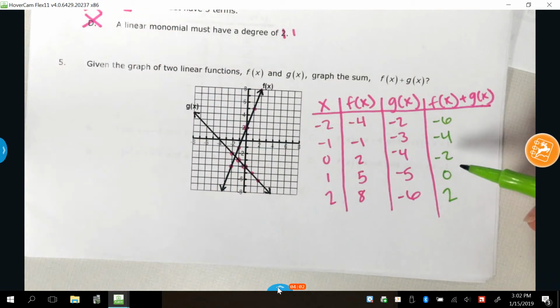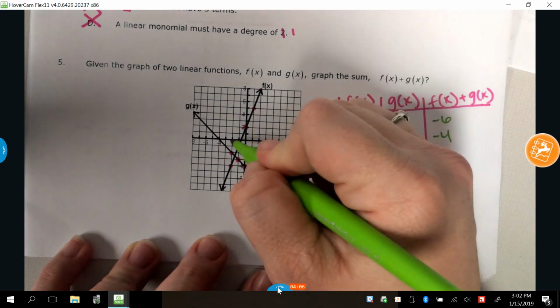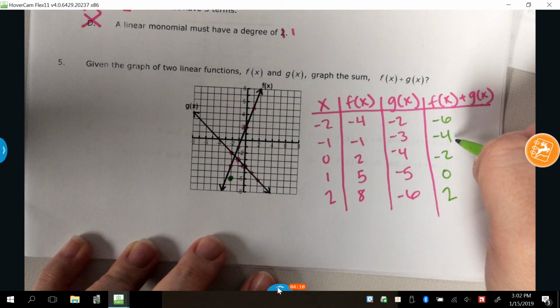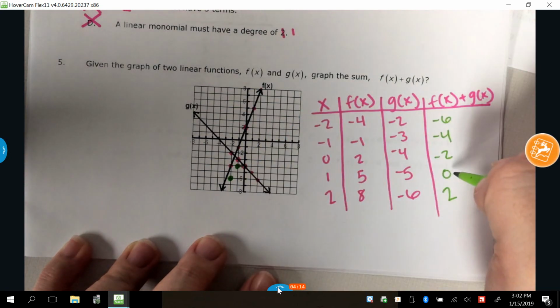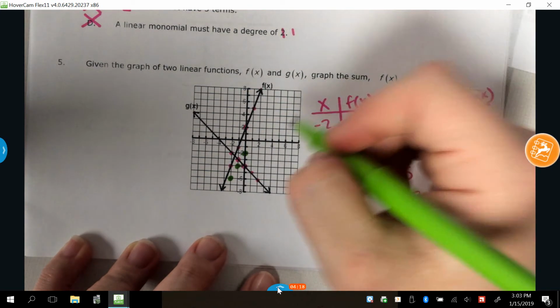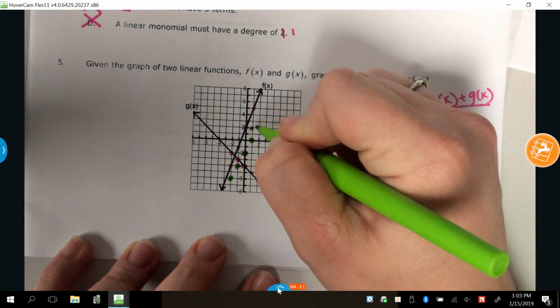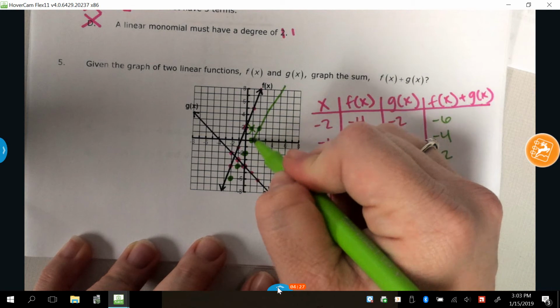Now on your test it'll be multiple choice, so this is the graph you would find. So at -2 we have a point at -6. At -1 we have a point at -4. At 0 we have a point at -2. At 1 we have a point at 0. And at 2 we have a point at 2. Ooh, I can't count. Sorry about that. Not that point. So it's going to look like this.